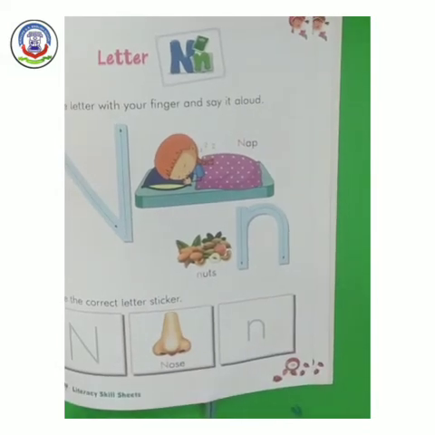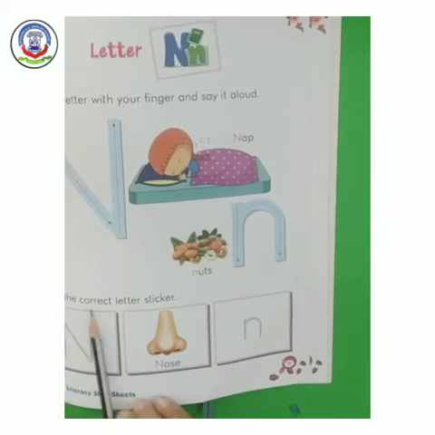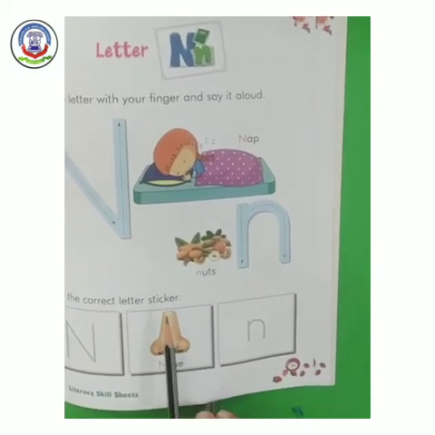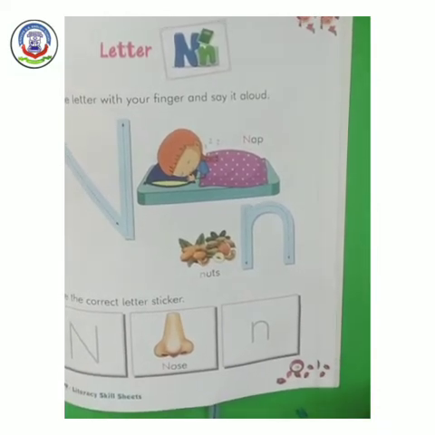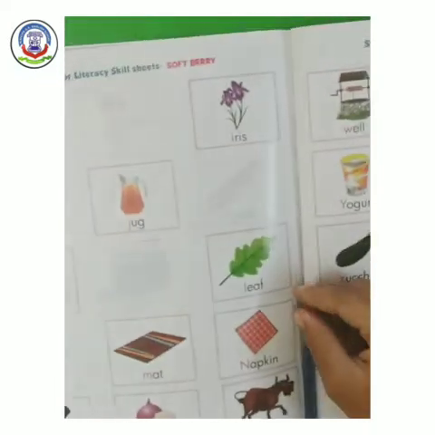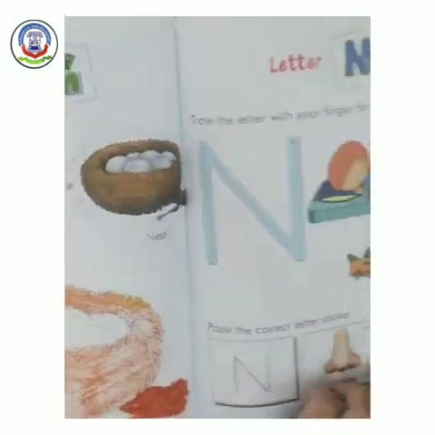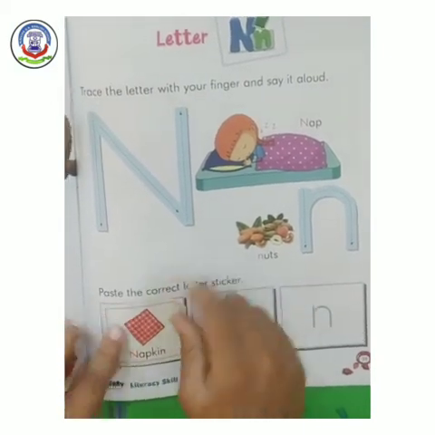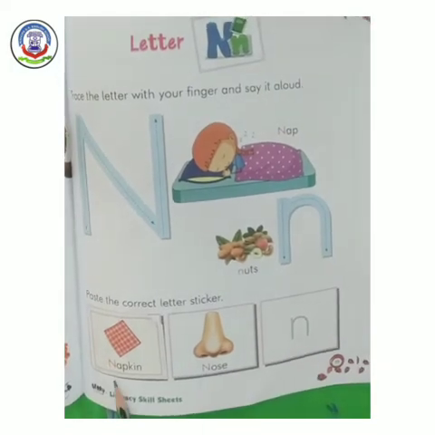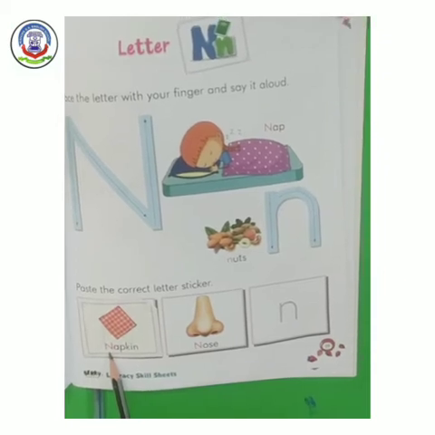Now kids, see here. Paste the correct letter sticker. We have to paste the correct letter sticker here. Okay, so go back side of the book and take out the sticker of letter N like this and then stick it here like this. N says na, na, na, napkin.